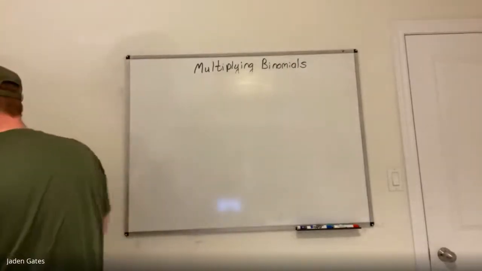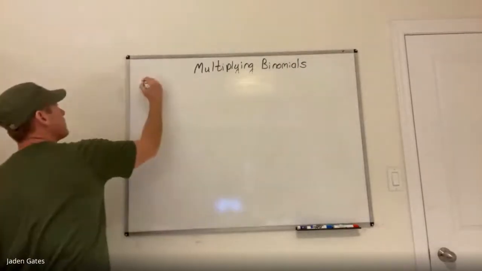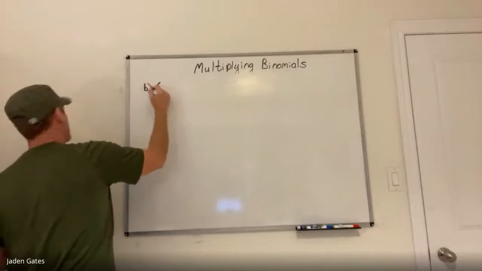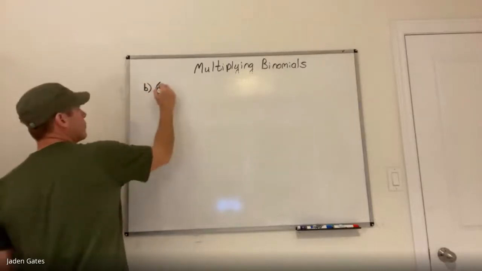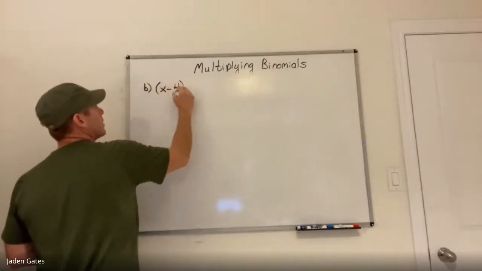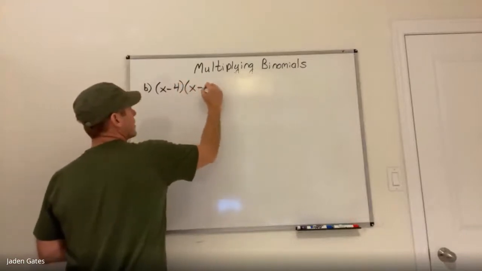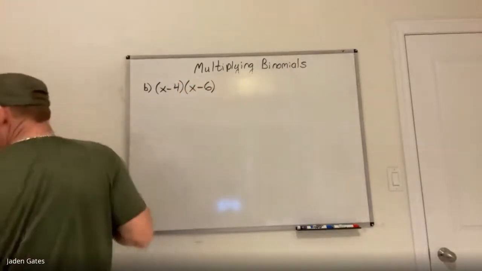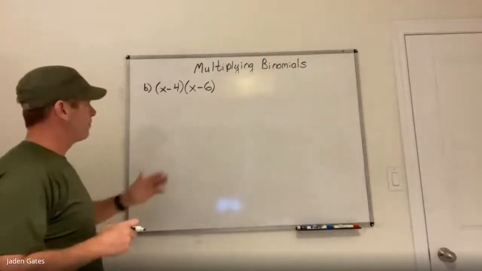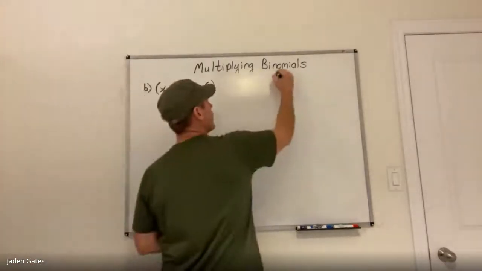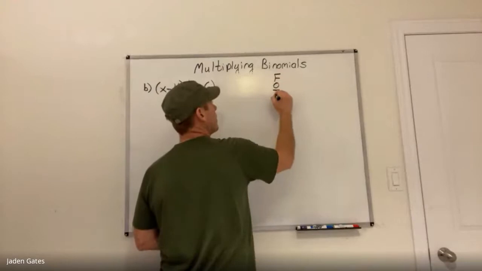All right, so the next up we have B, where I have x minus 4 times x minus 6. Once again, I am going to use FOIL. So I'll put that over here, just as a reminder.